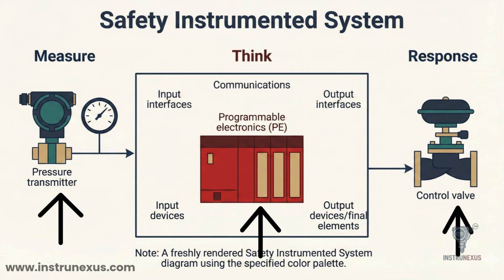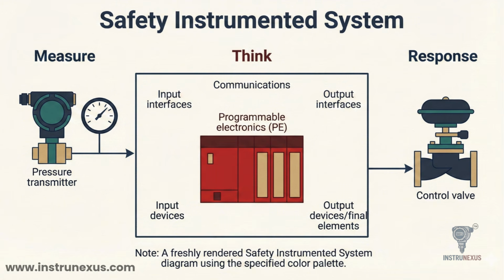A critical rule in functional safety is independence. As noted in our text, the SIS must be functionally independent from the basic process control system, BPCS. Why? Because if the control system fails and causes an overpressure event, we cannot rely on that same failed system to save us. The SIS sits apart, watching silently, ready to take over only when the basic controls fail to maintain safe limits.